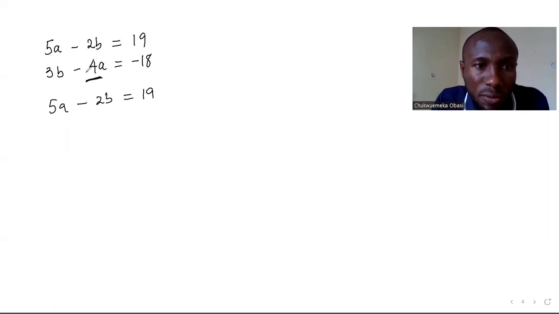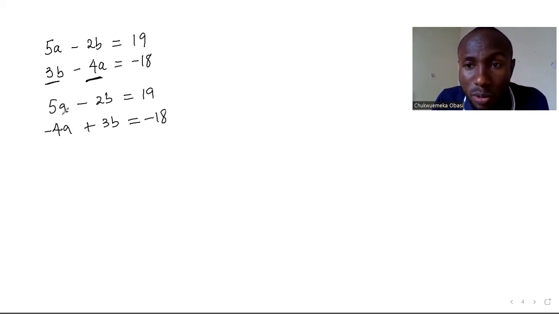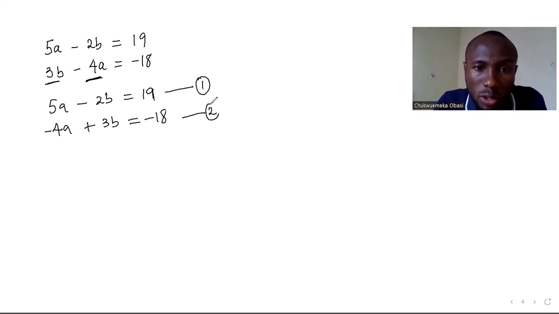Now we have negative 4a. Let it come first so that they match. And here we have positive 3b. So let it be here. I'm only just rearranging it. I'm not doing anything serious. I just want them to be in the same variables, right? Now, so I have 19 here. This is equation 1. And of course, this is equation 2.